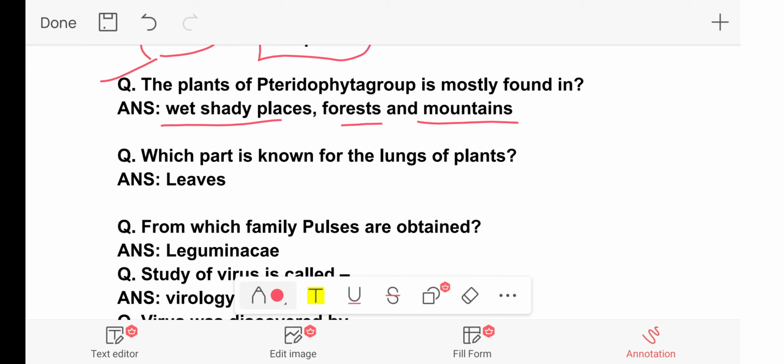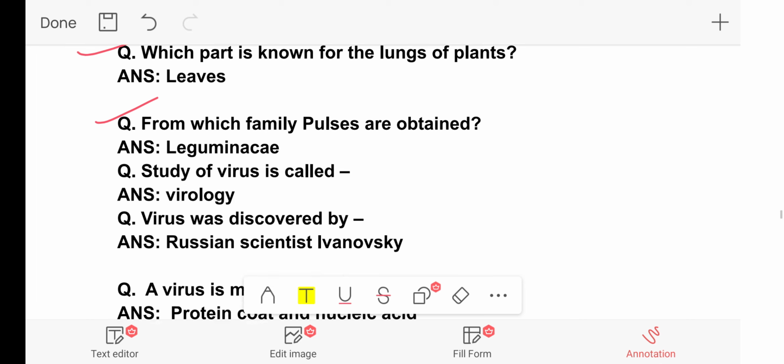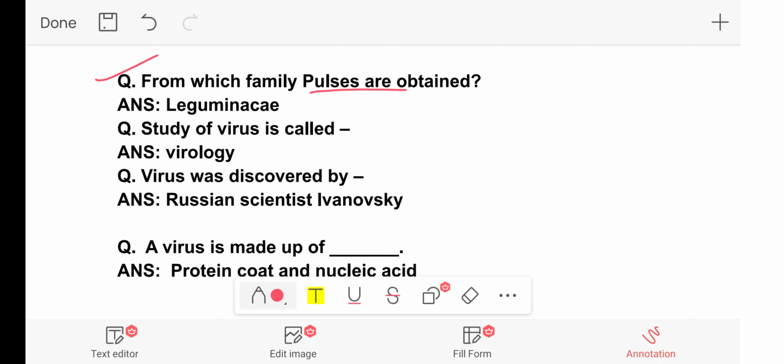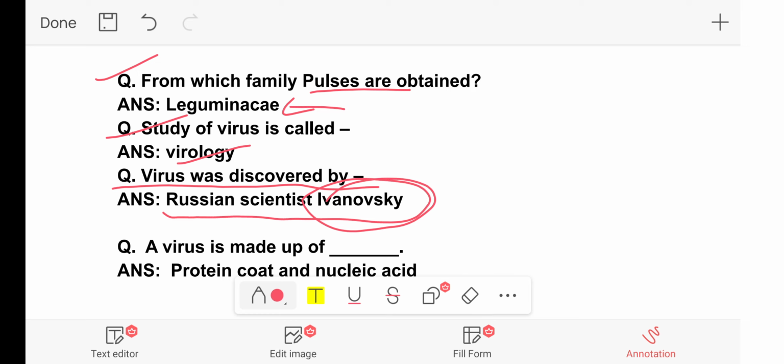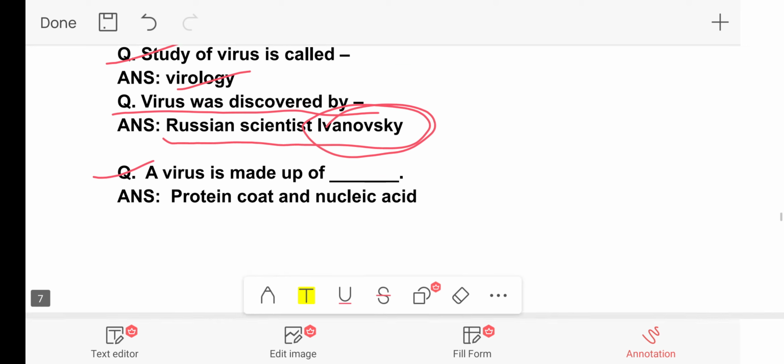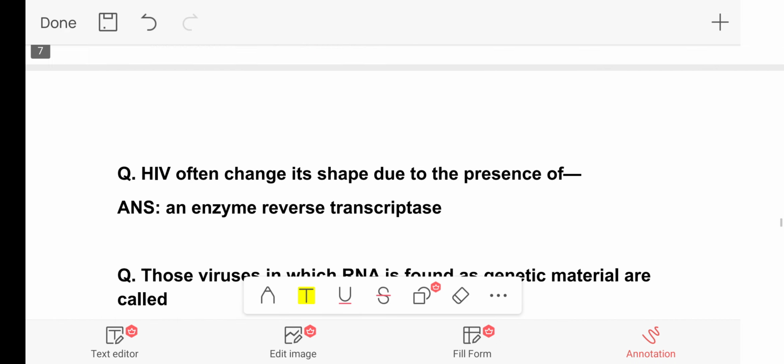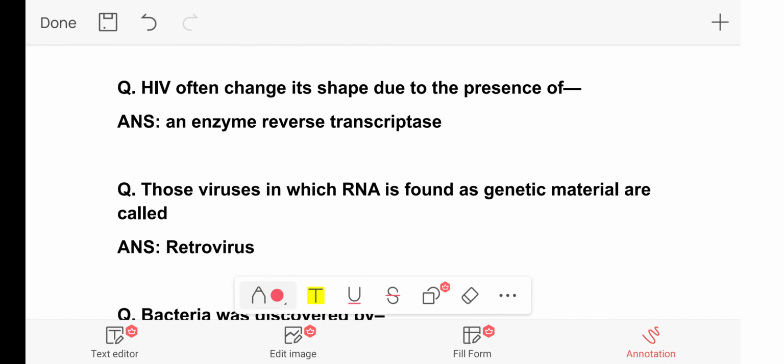Next, which part is known as the lungs of the plant? Answer is leaves. Next, from which family are pulses obtained? Answer, Leguminosae. Next, study of virus is called virology. Next, virus was discovered by Russian scientist Ivanovsky. Next, virus is made up of, answer, protein coat and nucleic acid. Next question, HIV often changes its shape due to the presence of, answer, the enzyme reverse transcriptase. Next, those viruses in which RNA is found as genetic material are called, answer, retrovirus.